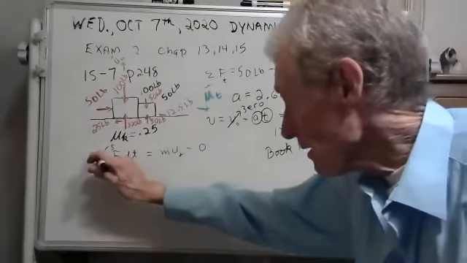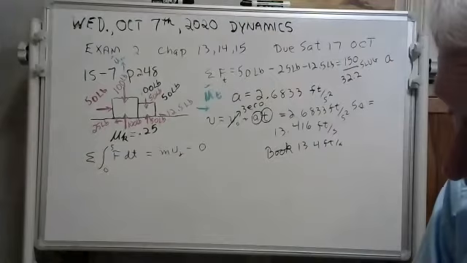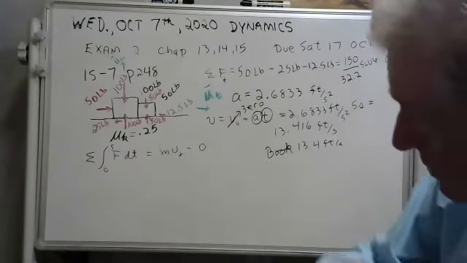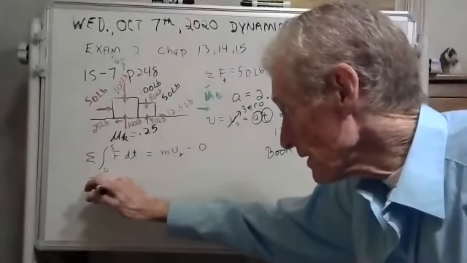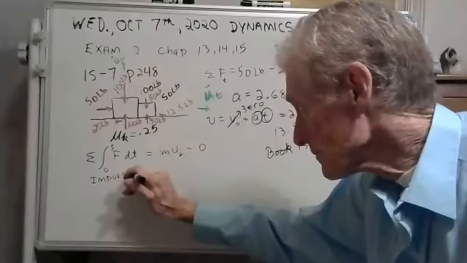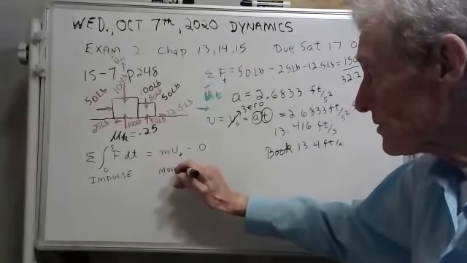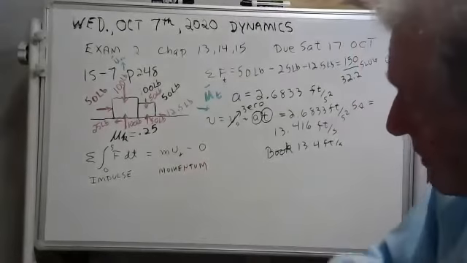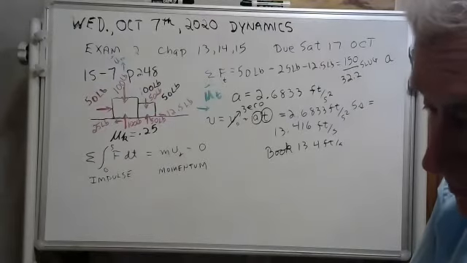And now just a minute, now I forgot something. There's a sigma in front of that. You have to add up all the impulses. This term here is called impulse. This term here is called momentum. And we are using the impulse momentum equation.